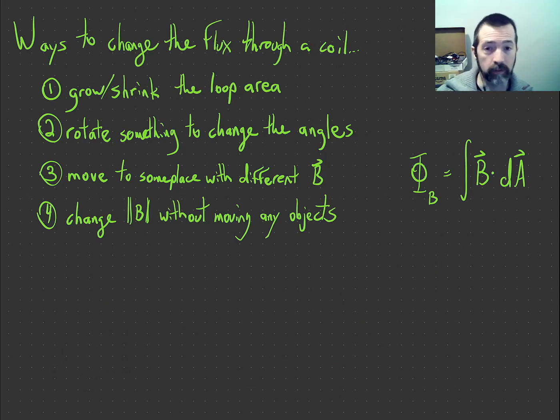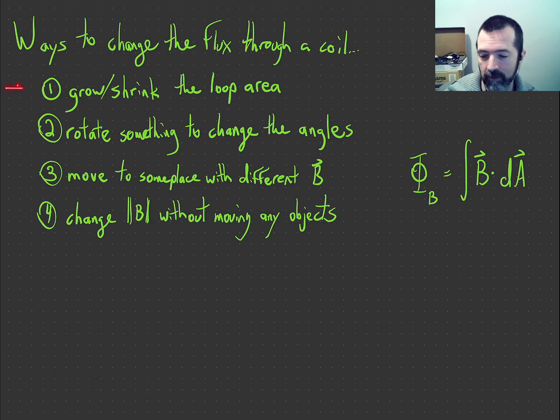So here are some general examples. I'm going to do each one more specifically. If you want to change the flux that passes through a coil, thinking about the fact that flux is the integral of B dot dA, there are a few different things you could mess with. I could mess with the area. I could mess with the magnetic field. I could mess with the angle between them, because that changes the dot product also.